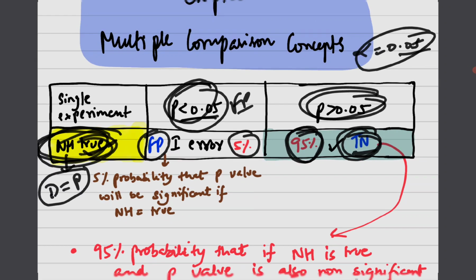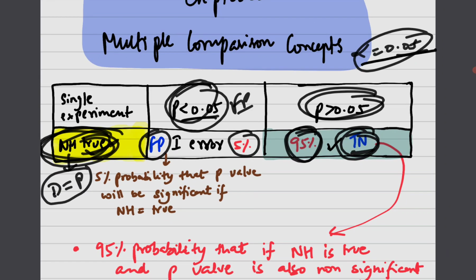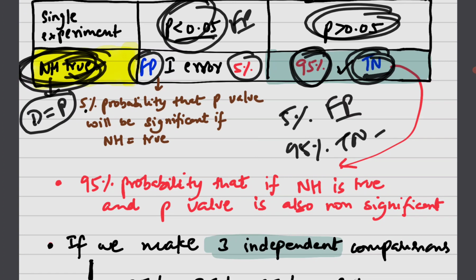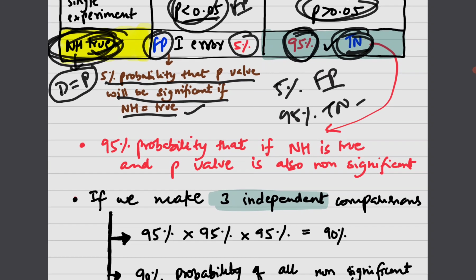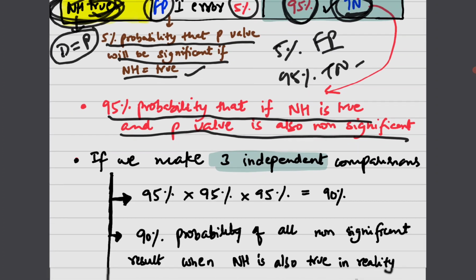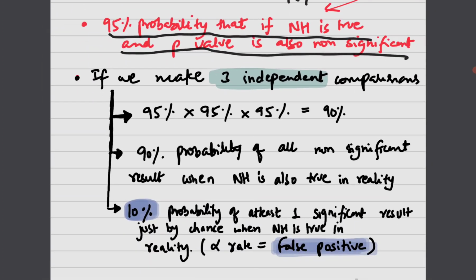So basically when I take an alpha level of 0.05 in any experiment, it means that there is a 5% chance of false positive, meaning type 1 error, and a 95% chance of true negative. Okay, so I have written this here. There is a 5% probability that the p-value will be significant if the null hypothesis is true. This is the meaning of the alpha level. And 95% is the probability that if the null hypothesis is true, the p-value will also be non-significant. So that is your true negative rate.